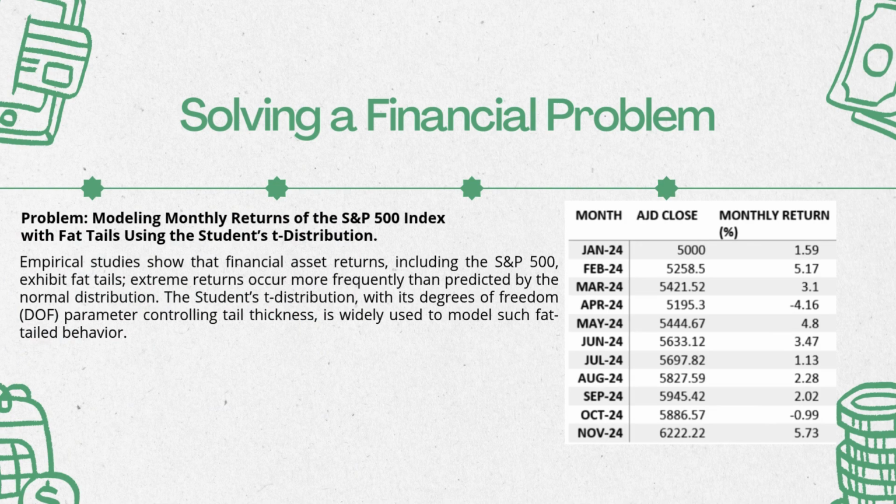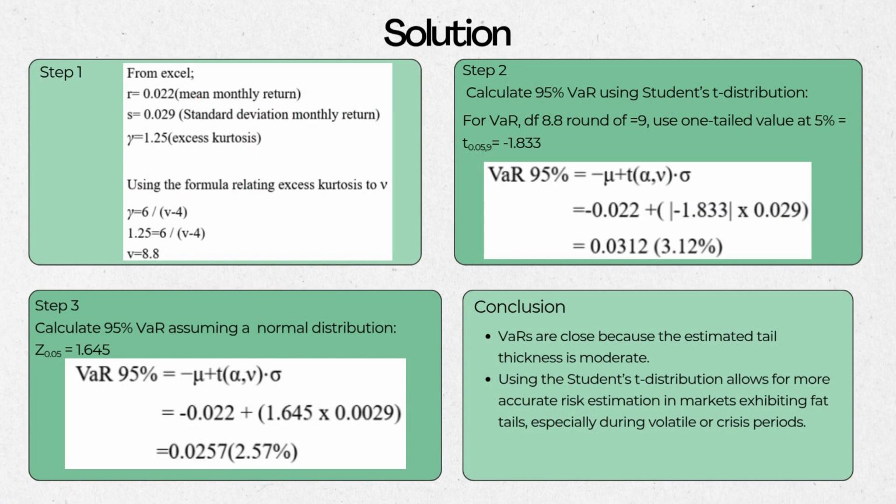Here is an example financial problem. Modeling monthly returns of the S&P 500 index with fat tails using the student's t-distribution, and that is the data given from the source. The solution is firstly to note the data from Excel, which is mean, standard deviation and excess kurtosis for monthly return, and then find the degrees of freedom, v.